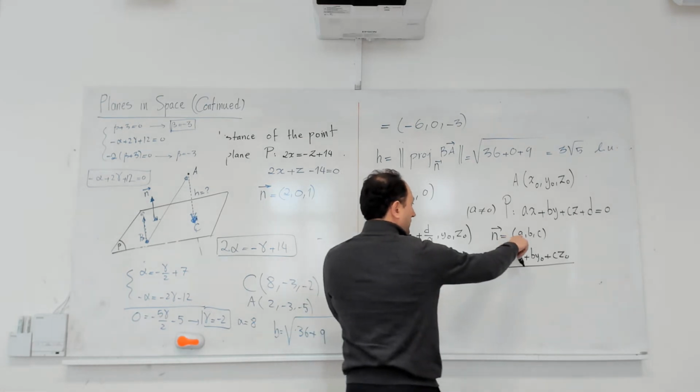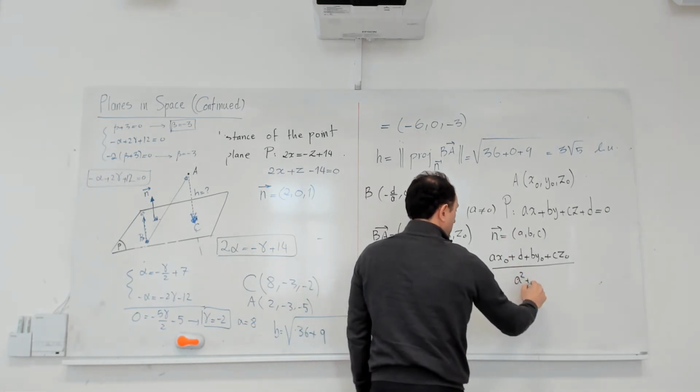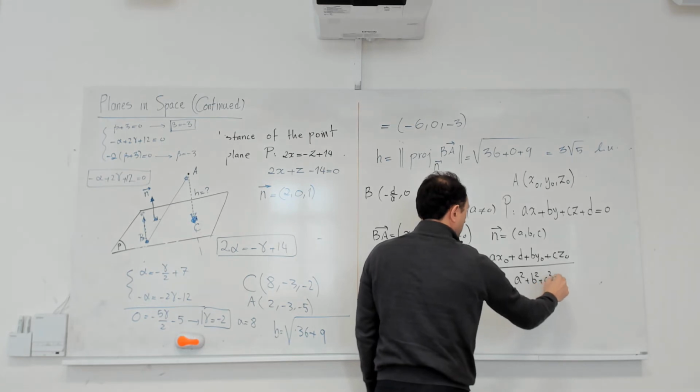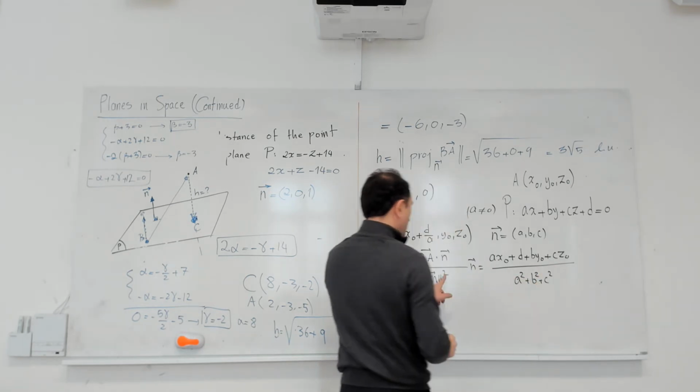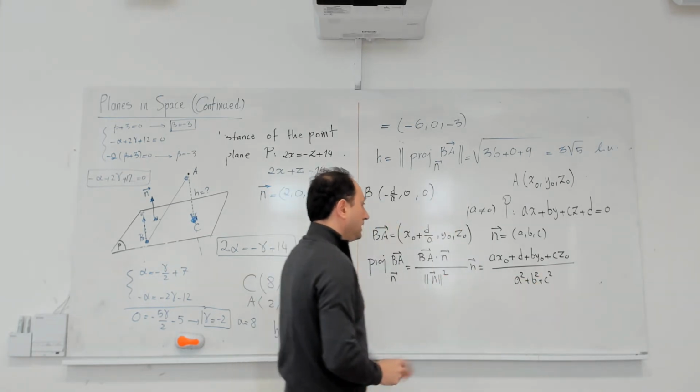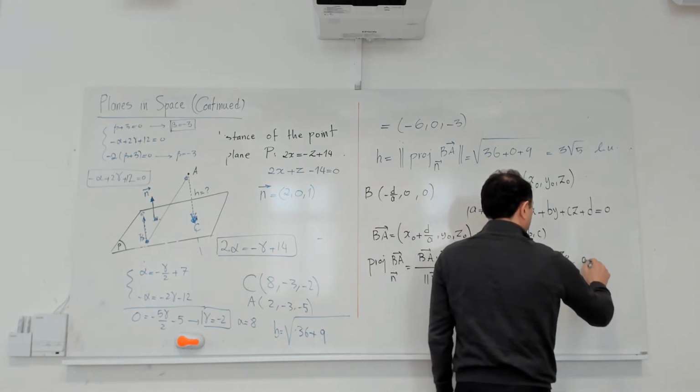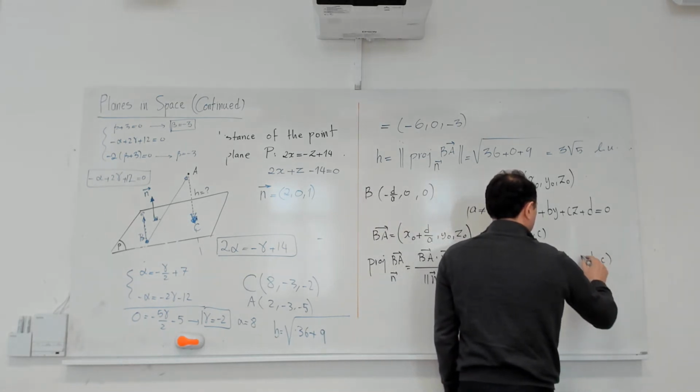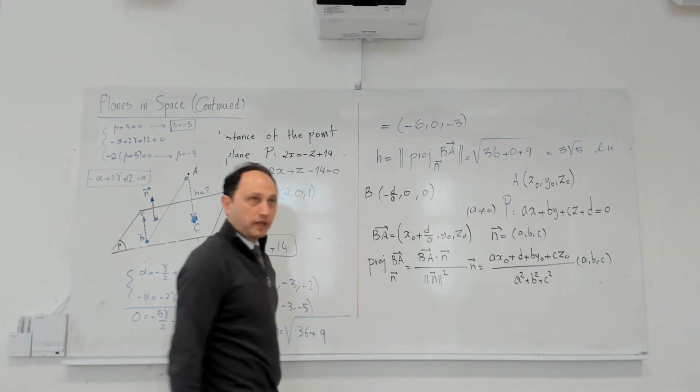So what's the norm of N squared? This is simple: A squared plus B squared plus C squared. I don't put the square root sign because it is cancelled by this power of 2. And then I have A, B, and C.